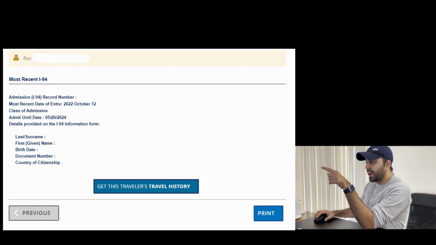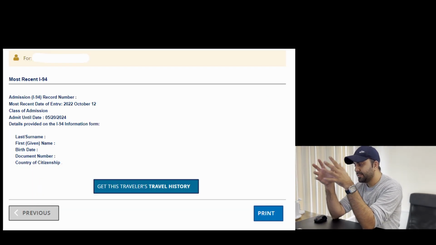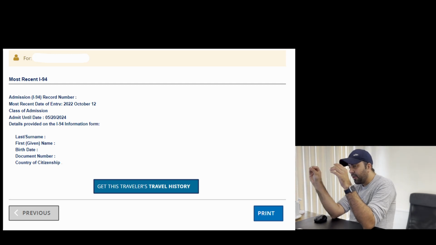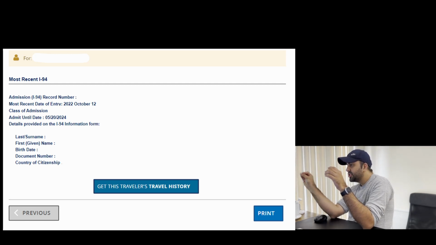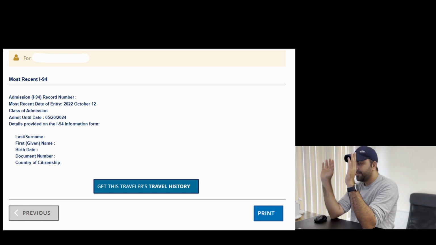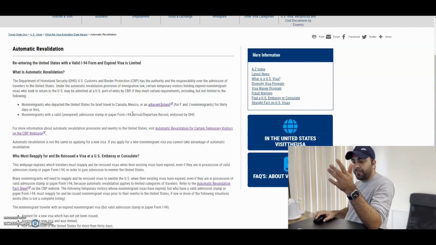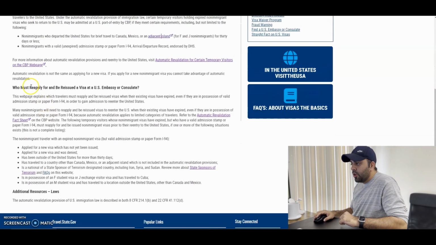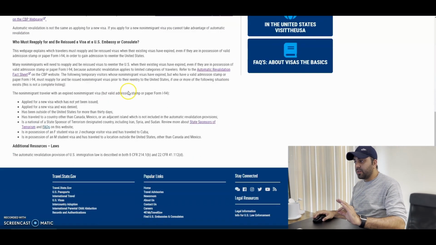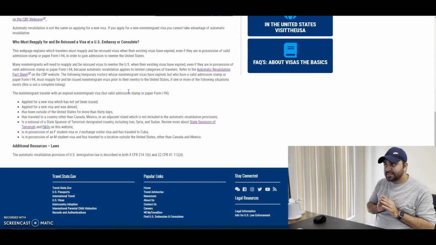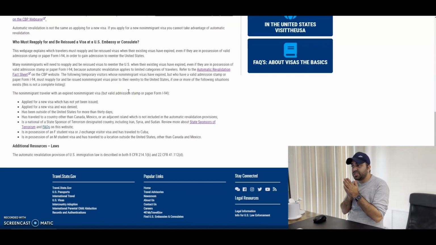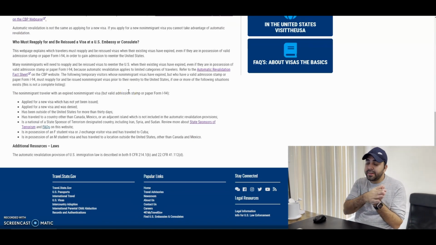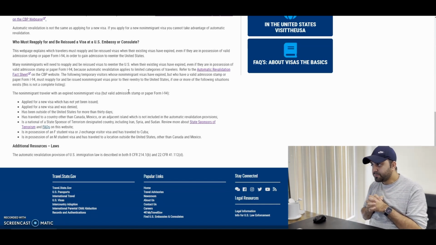So let's go with the I-94. On I-94, these are my details. I have written most of the things, but these are my details, and it says that this person is allowed to stay till this date, right? So let's go further on this. Who must reapply for and be reissued a visa at a US Embassy or Consulate? So this is also a list in which they say who should definitely reapply for a US visa if they want to re-enter. Okay.